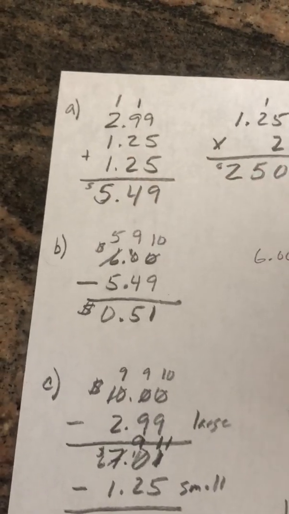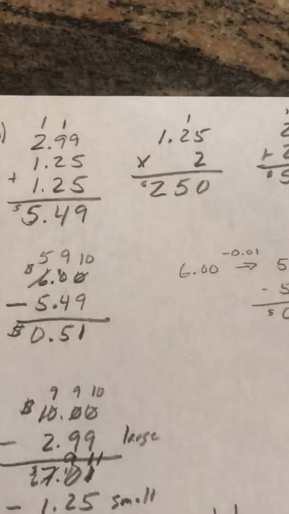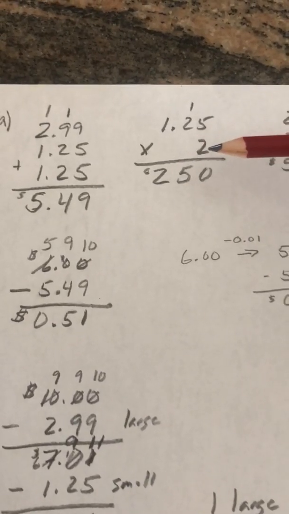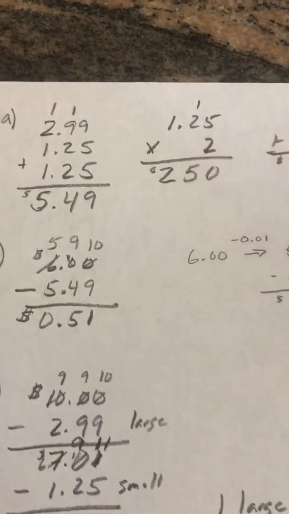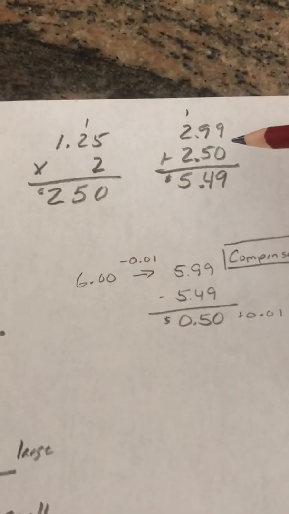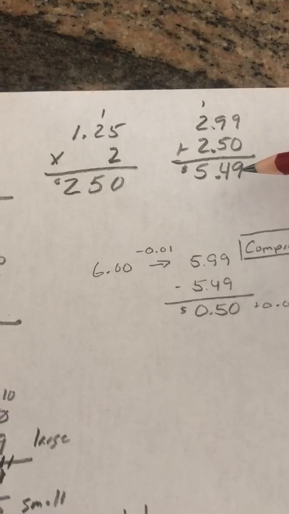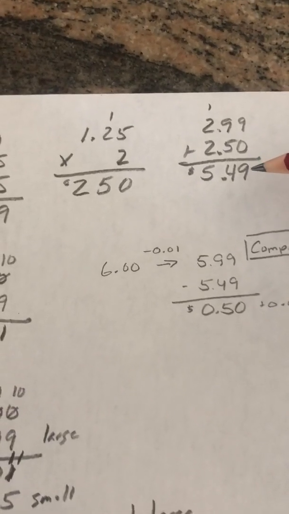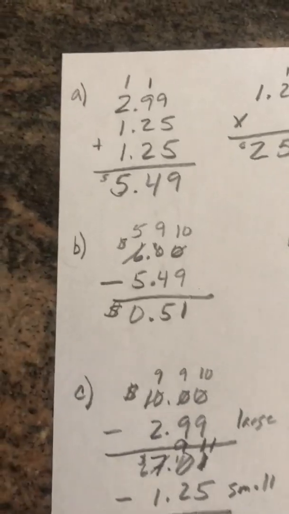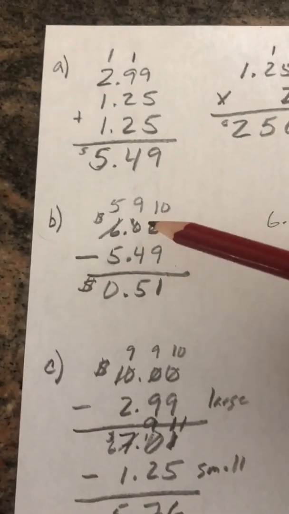So it's $5.49. Could have also used multiplication. You could have done $1.25 times 2 because he's buying two of those, and that becomes $2.50. And then add $2.50 to the $2.99, and it ends up being $5.49.